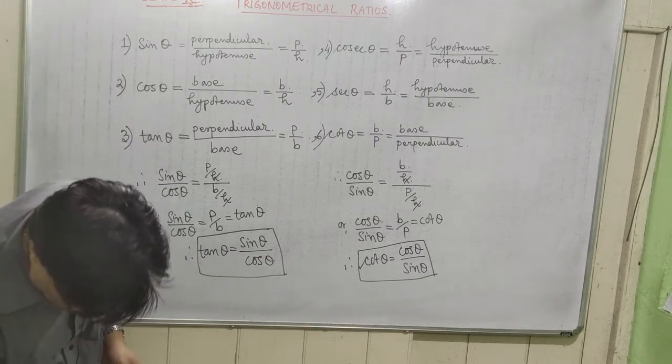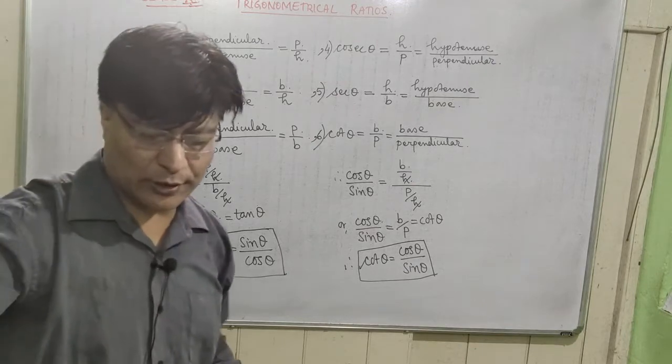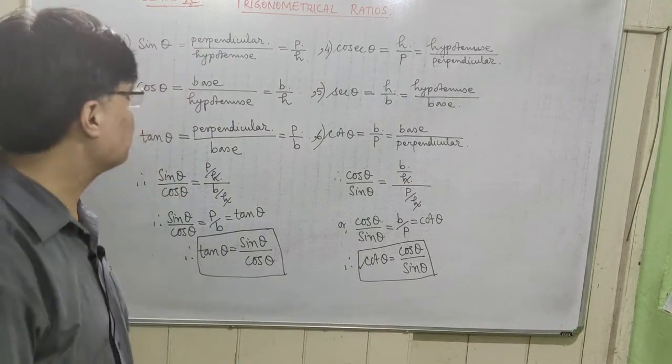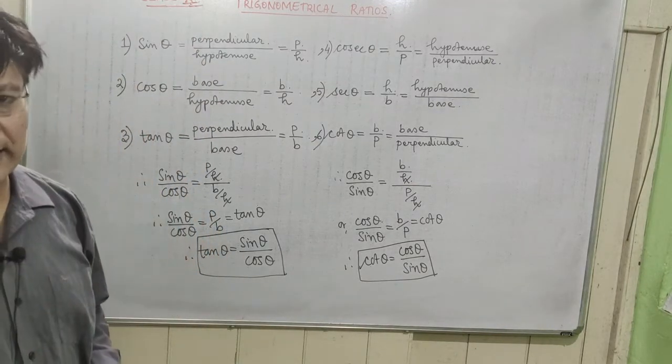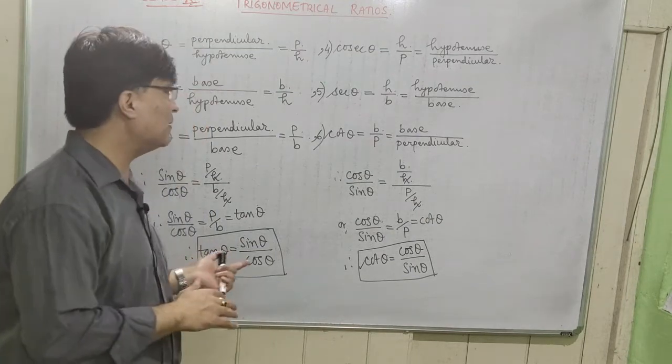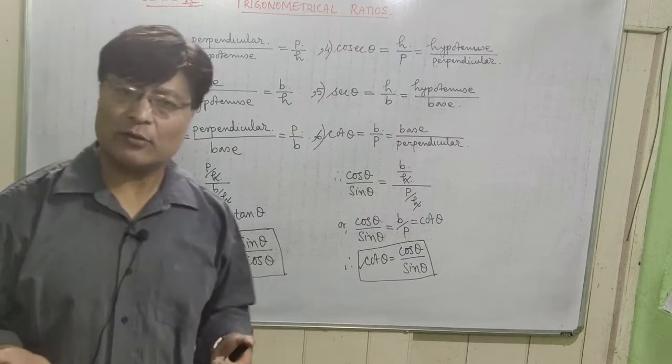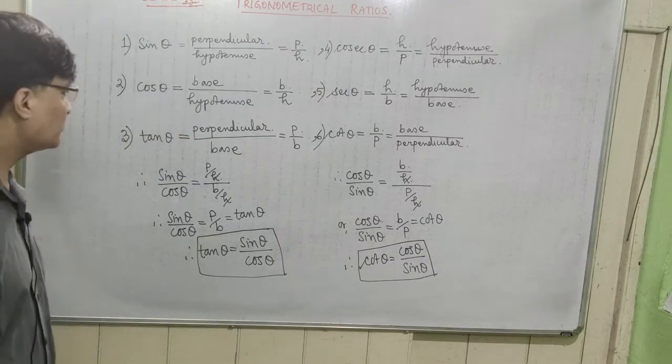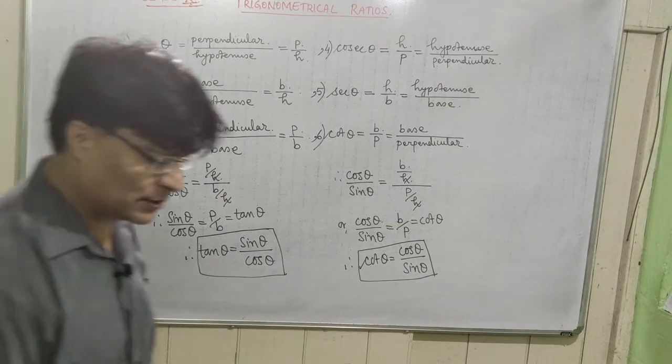Now you should know some values of sin theta, cos theta, tan theta, cosec theta, sec theta and cot theta. What may be the possible values of sin theta, cos theta, tan theta, cosec theta, sec theta and cot theta? Okay, so you can copy it.